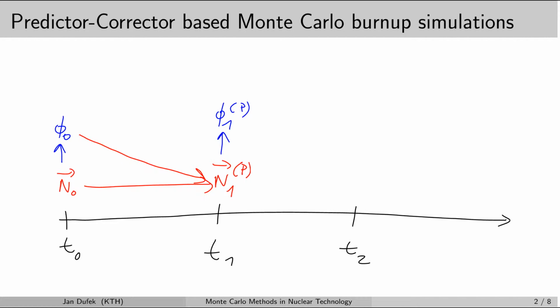So far this looks like the explicit Euler based coupling scheme. However, here comes the difference. The predictor-corrector scheme combines these two fluxes together. It calculates the average value of the flux phi 0 and the predictor flux. So I'm going to call it the corrector flux phi c0.